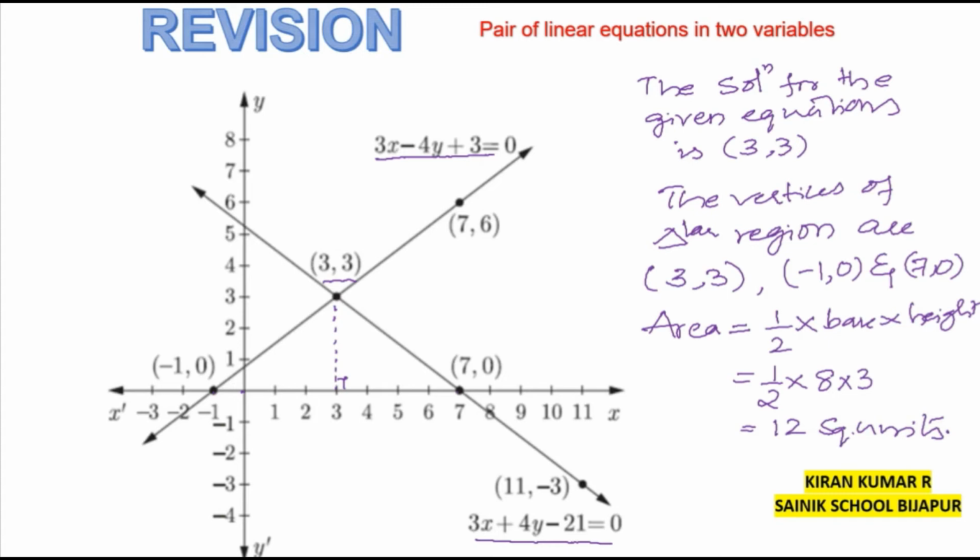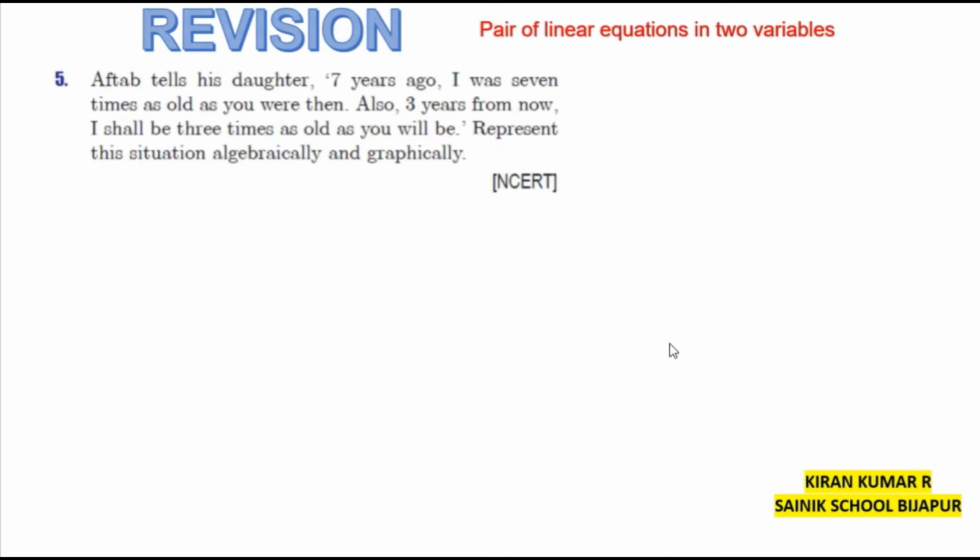Let's move on to the next question. Question number 5. Aftab tells his daughter, 7 years ago, I was 7 times as old as you. Also, 3 years from now, I shall be 3 times as old as you will be. Represent this situation algebraically and graphically. This is one of the important questions from the NCERT textbook.